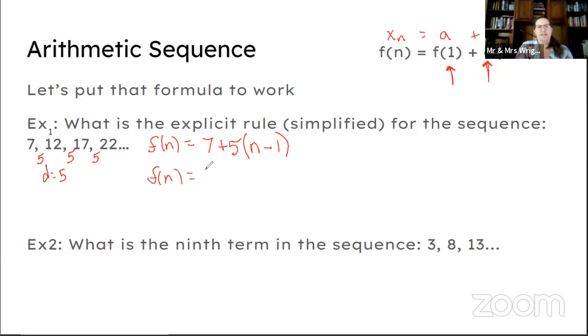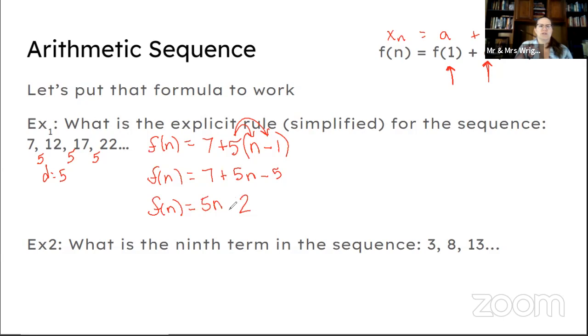So f of n is 7 plus, we're going to go ahead and distribute this out by multiplying 5 times n, which is 5n, and 5 times -1, which is -5. Now we're going to combine like terms. So f of n is 5n, that's my term with the variable. If I'm going to write it in the proper format, that's going to go first. And then my common terms are going to be my constants, a -5 and a +7. Since they have different signs, I need to find the difference. And that's 2. 7 minus 5 is 2.